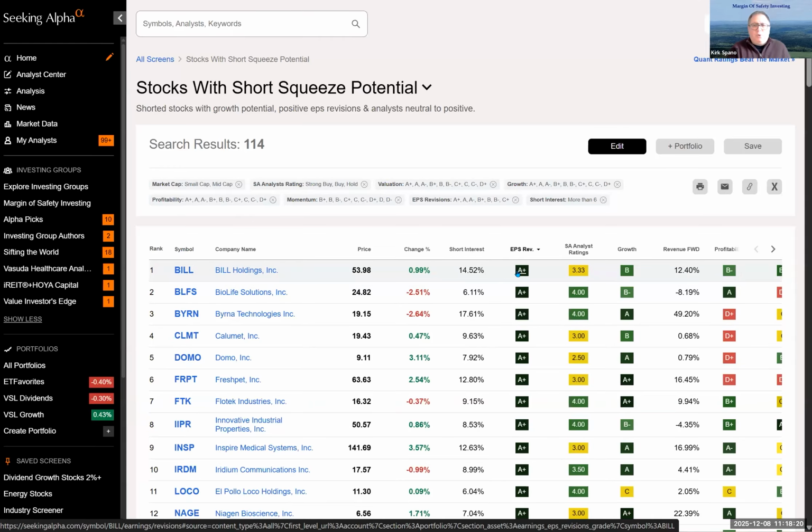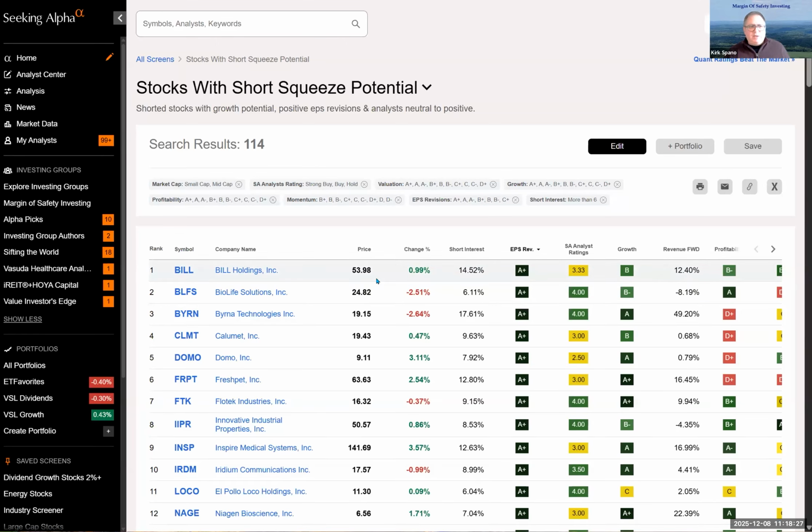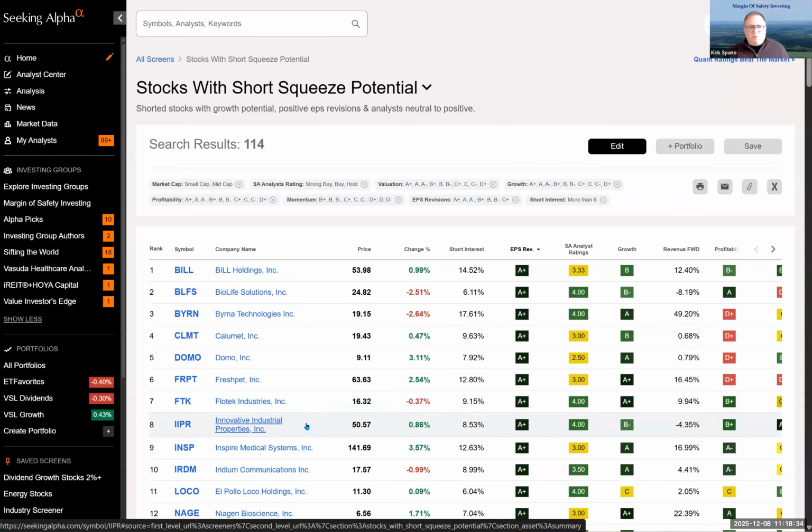So if these analysts are right, that means that short interest is going to shrink. You're going to get a surge in the stock price. Some of these I know pretty well. Flowtech, I knew that way back when the fracking boom started. Innovative Industrial Properties. This is a stock that we have a position in. Why? Because President Trump has indicated that he's probably going to re-rate marijuana at some point and make it much easier for that market to exist.